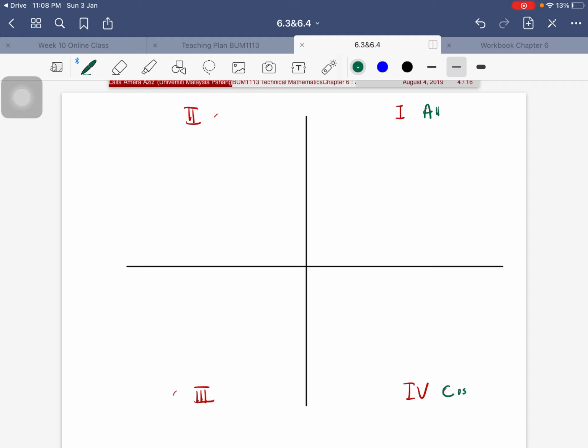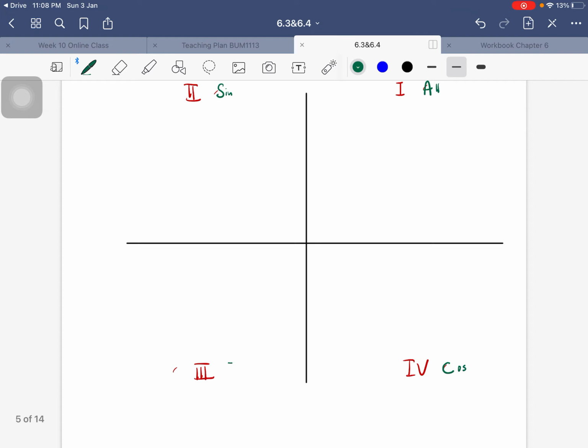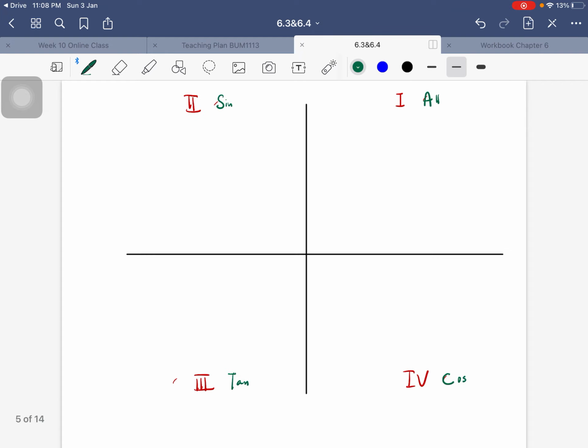And for the case of the second quadrant, it is going to be S. So anything related to sine is going to be positive in the second quadrant. And in the third quadrant is going to be T, which is related to tangent. So that is how the CAST rule actually comes from, because of the CAST combination right here. That is called the CAST rule.